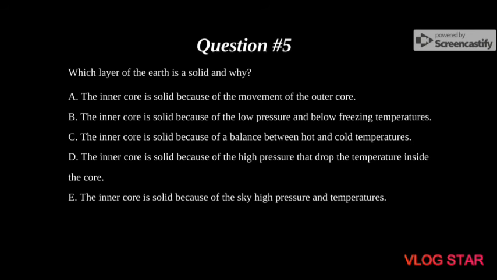Now it's time for question number 5. Which layer of the Earth is solid and why? A, the inner core is solid because of the movement of the outer core. B, the inner core is solid because of the low pressure and below freezing temperatures. C, the inner core is solid because of a balance between hot and cold temperatures. D, the inner core is solid because of the high temperatures that drop the temperatures inside the core. Or is it E, the inner core is solid because of the sky-high temperatures and pressures?